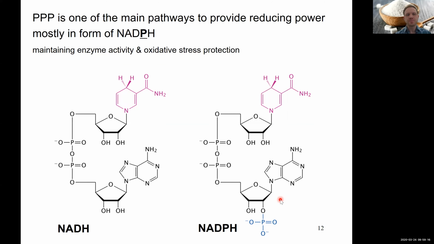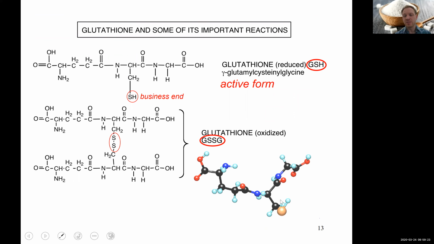I had mentioned glutathione, that's another reducing agent. It's quite different from NADPH. Glutathione is actually a tripeptide, so here is a tripeptide backbone. By all means, you do not have to memorize the structure. You should be able to recognize glutathione in itself.